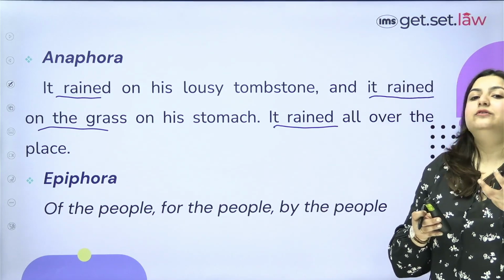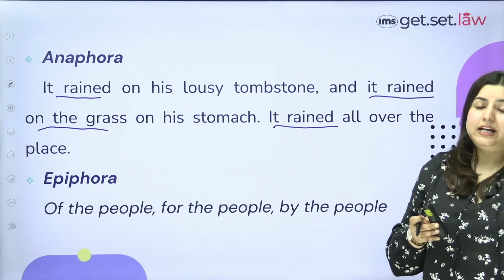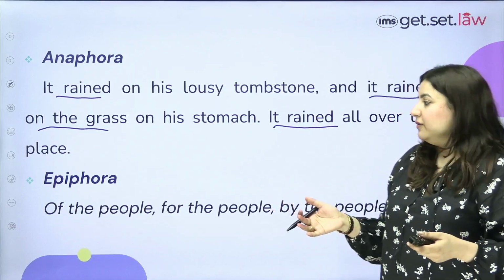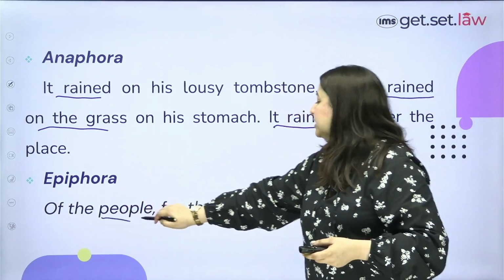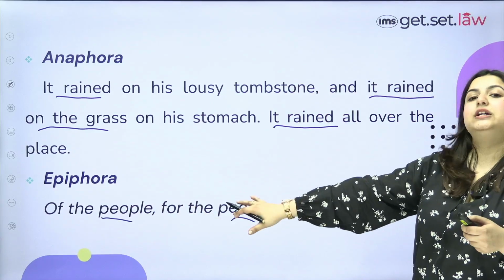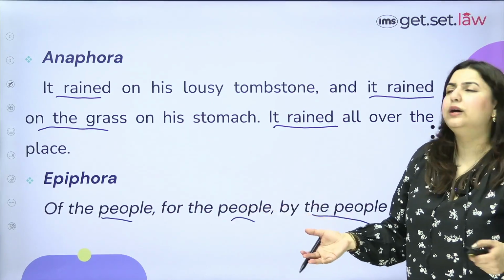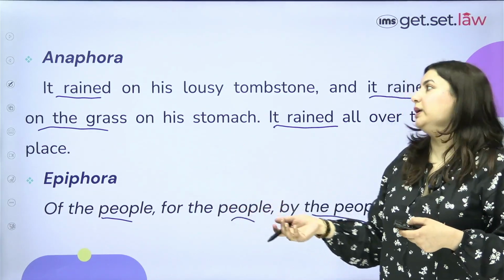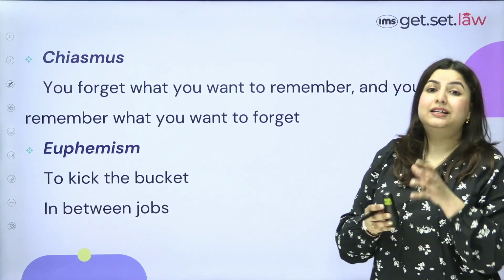Now the opposite of anaphora is epiphora or apostrophe. Here the last words of every successive clause are the same. For example, of the people, for the people, by the people, right? Do you see "the people" being repeated in every clause here? So quite easy to understand, but also the names are fancy, so I thought you might as well just learn these as well. Now the next one is chiasmus.